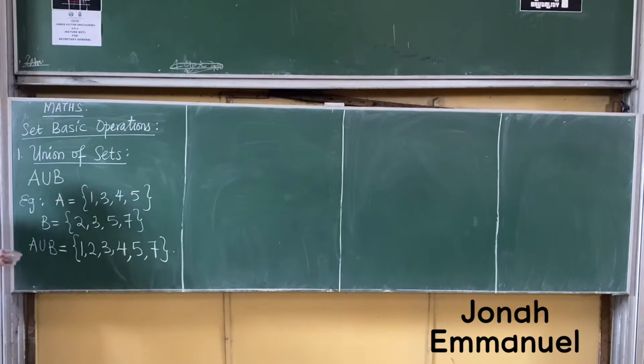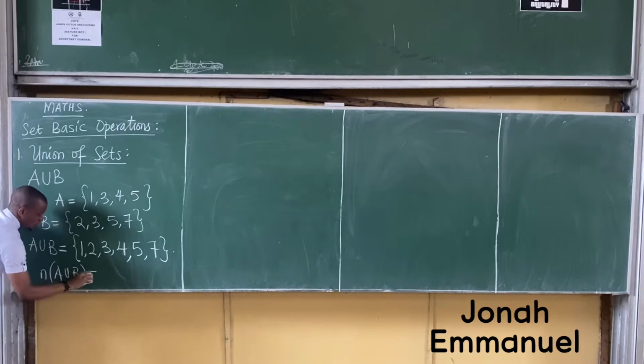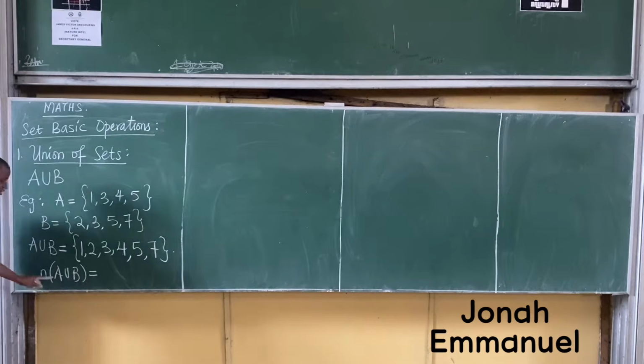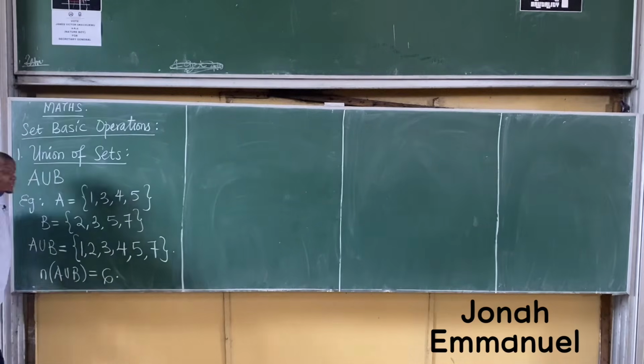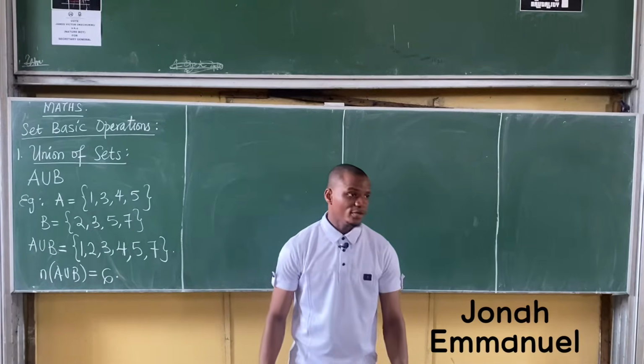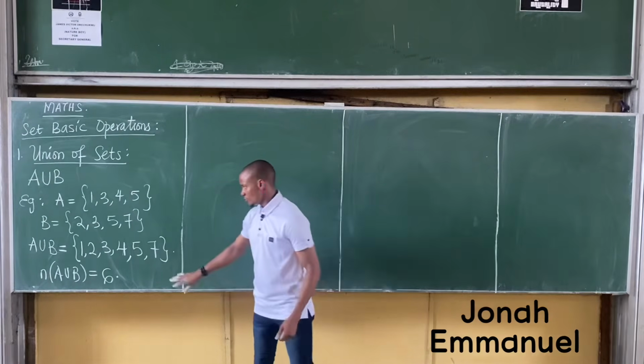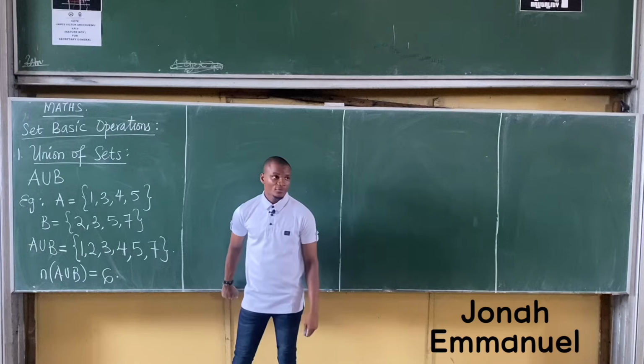Now if you are asked to find n of A union B, what will be your answer? When we say n of this, what does n mean? Cardinality. What's cardinality? It's all the elements in a set. So how many do I have here? 1, 2, 3, 4, 5, 6. 6. Did you get A union B? What's the issue?